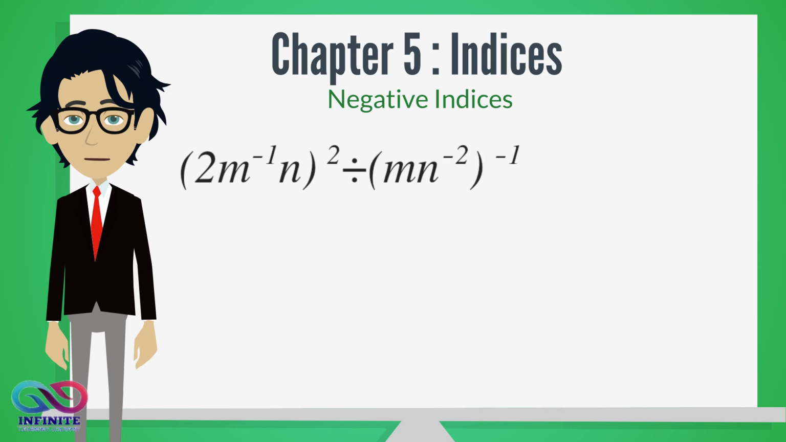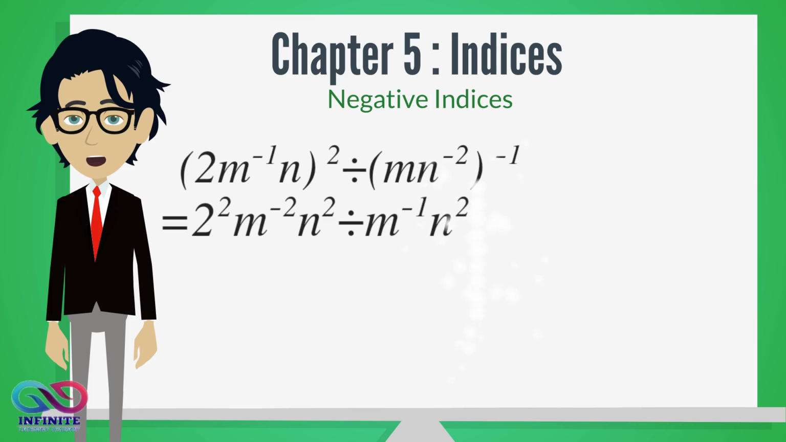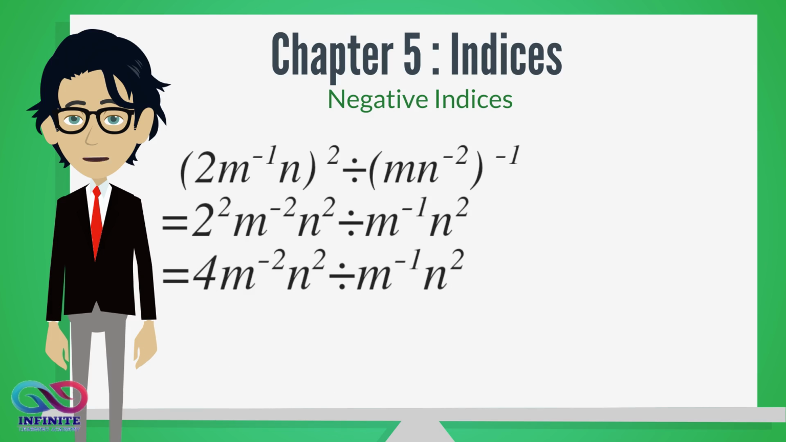This is our question. First, multiply the index notation with the raised power, so it would be 2 to the power of 2, m to the power of -2, n to the power of 2, divided by m to the power of -1, n to the power of 2. So the 2 to the power of 2, the answer will be 4. Then because there is a division symbol, you would have to subtract the index notation. So it would be 4m to the power of -2 minus -1, n to the power of 2 minus 2.